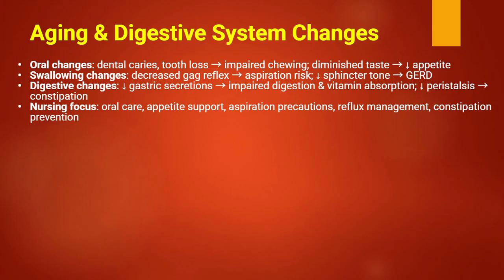Finally, decreased peristalsis slows the movement of food through the intestines, increasing the risk of constipation. Constipation can worsen if patients have limited mobility, low fiber intake, or use certain medications like opioids. Nursing interventions include encouraging hydration, fiber, and activity when possible. For each of these changes, nurses should identify risk factors early and provide education. For example, encouraging good oral care, offering foods that are appealing to the senses, promoting safe swallowing techniques, and supporting bowel health all help maintain nutritional status and quality of life in older adults.